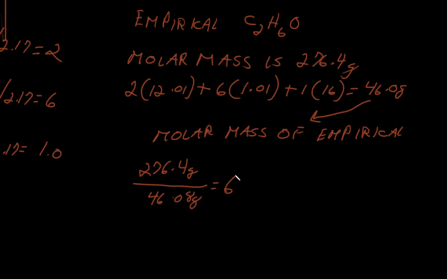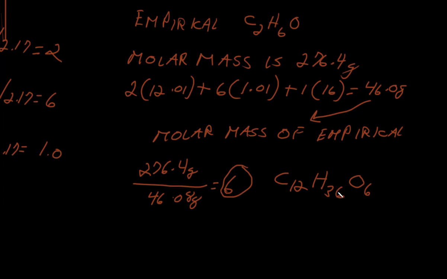So what this means is we would take this value here and multiply all the subscripts of our empirical formula by this value. So C2 now becomes C12. 2 times 6 is 12. Hydrogen, 6 times 6 is 36. And then oxygen is 1, and it'd be O6. So this is our molecular formula.